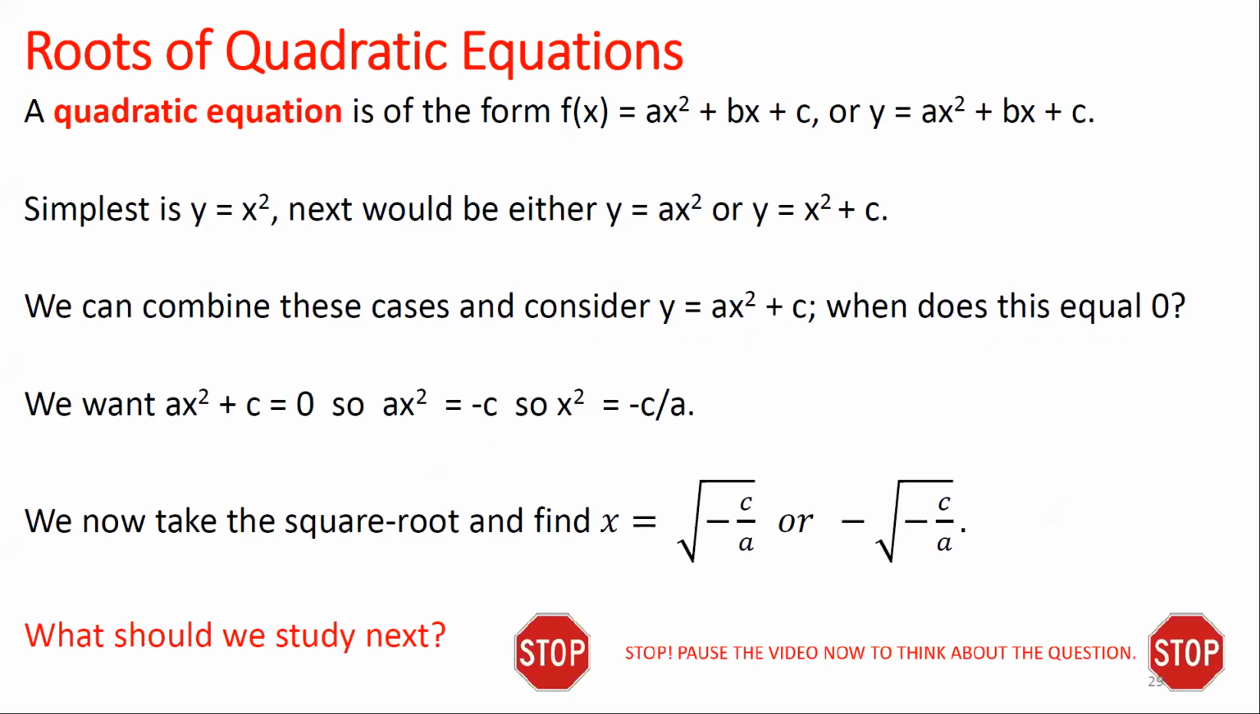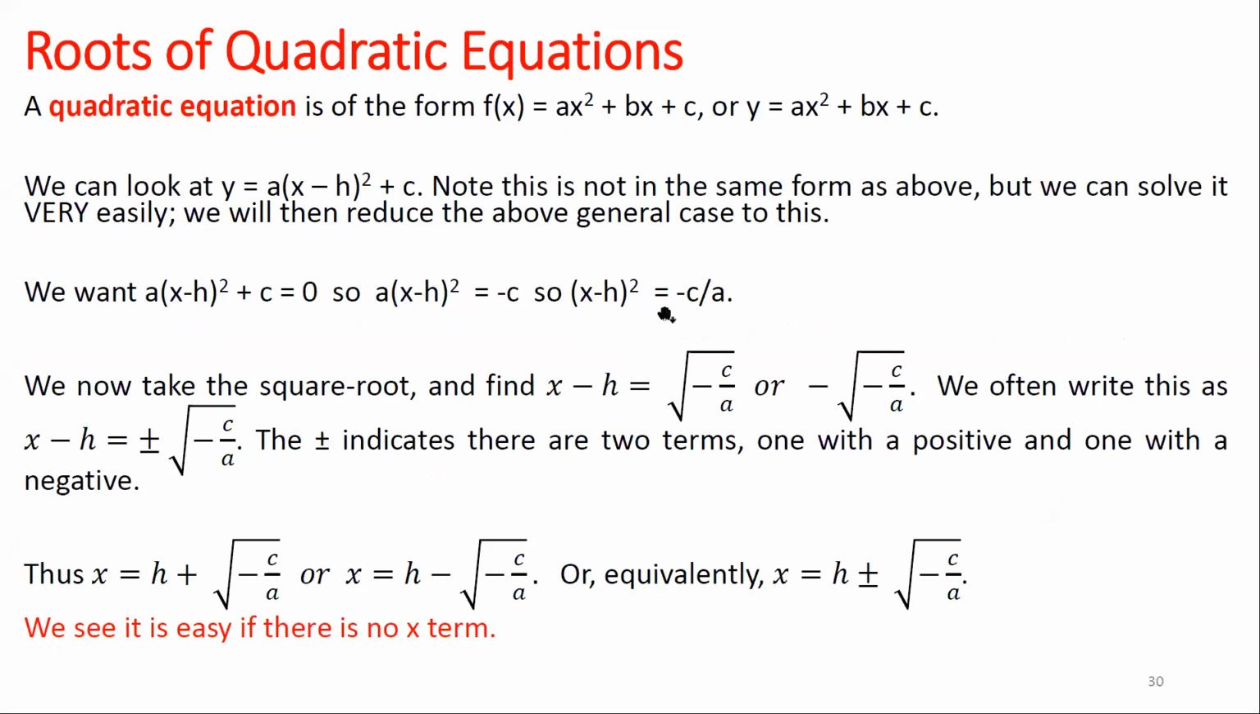So what could we study next? Well, the more general thing would be our general polynomial, ax squared plus bx plus c, and try to find where that is 0. We could, however, rather than writing it in this form, write it in the other form we talked about, a times (x minus h) squared plus c. It's not in the same form, but we could solve this very easily, and we'll see later that we can always reduce the general case to this form. So we just mirror the argument. We have a(x minus h) squared plus c equals 0. We subtract c. We divide by a. We take the square root and we find x minus h is the square root of minus c over a, or negative the square root of minus c over a.